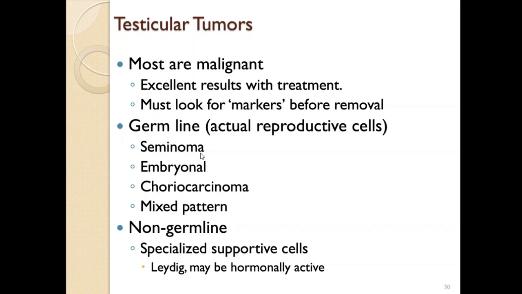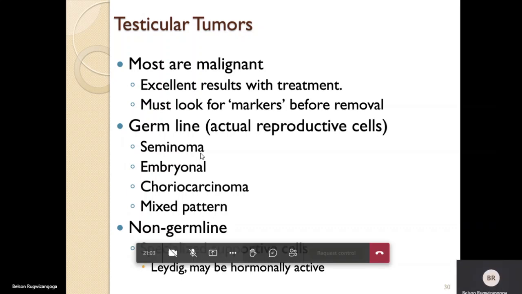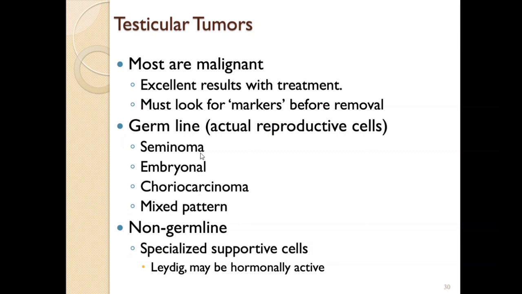Some tumors are germline, others are non-germline, meaning the germline ones arise from the reproductive cells. Those from the germline component include seminoma. In the nomenclature of the tumors, you may think this is a misnomer: from the name, you can think it is benign, from seminiferous, but it is not. This is a cancer. Then there is embryonal carcinoma and choriocarcinoma.